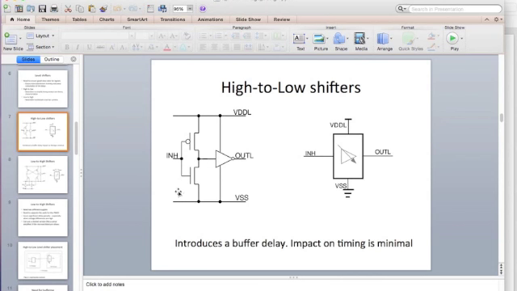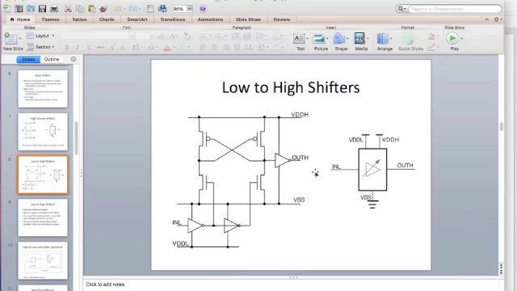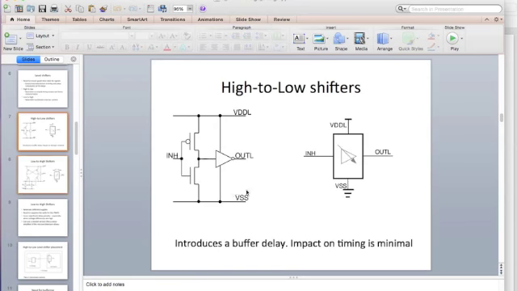So the high to low shifter is very straightforward. It's just a pair of inverters which are driven by the low side supply voltage, VDDL. This is the symbol of this structure out here, and it basically introduces a buffer delay. It's very simple and straightforward. The low to high shifters are a little bit more complex, because if I were to use this for low to high, then what is the problem?